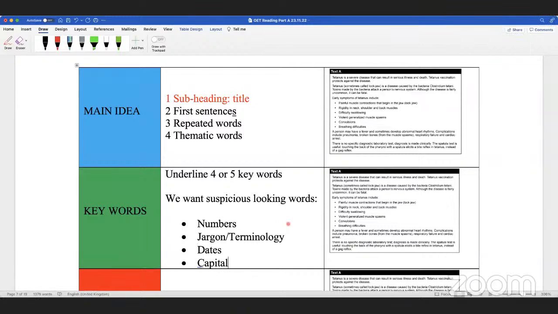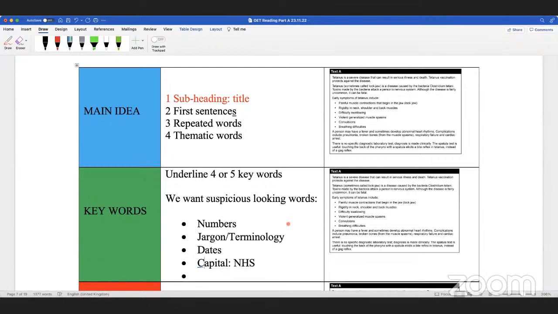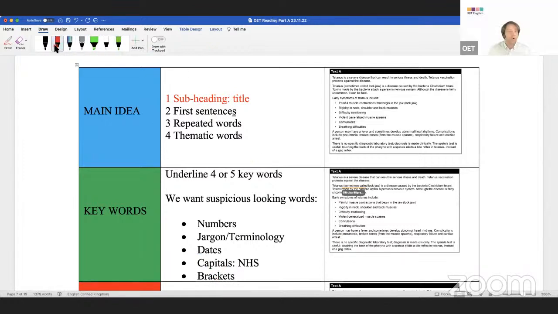Names. What are capital letters? Like NHS, some abbreviations. Yes, capitals. What else? Brands. Something in brackets. Right. What do we mean by brackets? Can anyone see any brackets here? Yes: from the muscle, sometimes called lockjaw. Lockjaw.